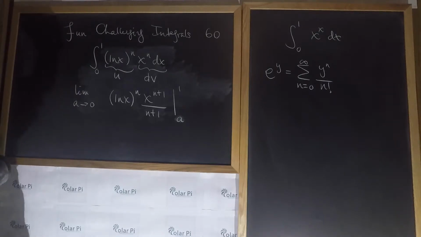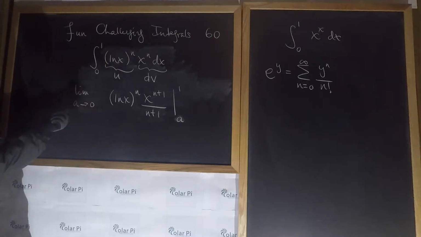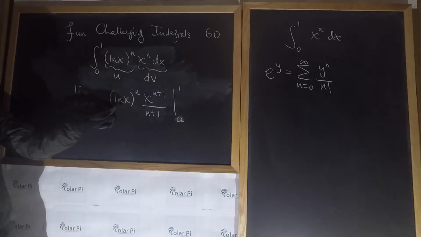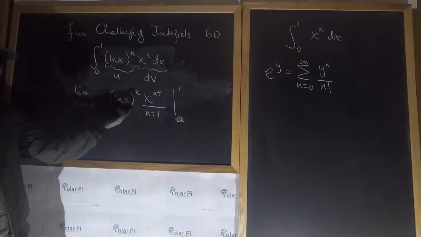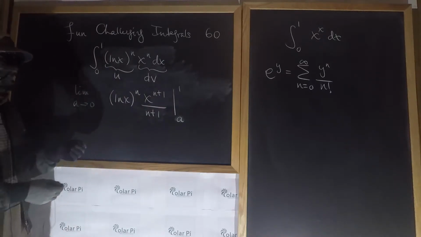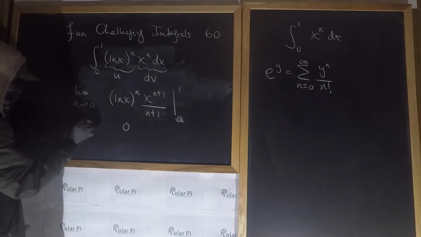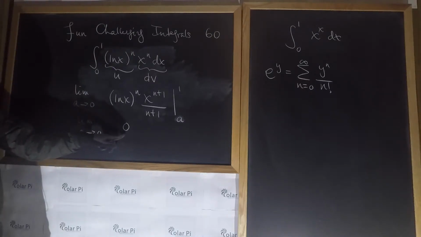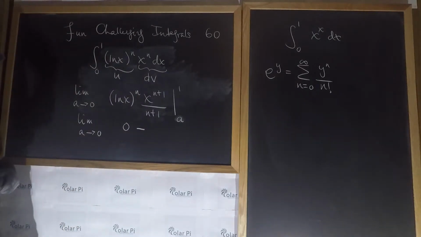We first have to plug in 1, and when we plug in 1, this limit as a goes to 0 is not going to affect that part. So we just plug in 1, and we get the natural log of 1, which is 0, to the n, still 0. So we have 0 times anything. So when we plug in 1, we get 0, but we have in front of it the limit as a goes to 0. So this 0 is from plugging in 1. And so we do minus, and now we plug in a.